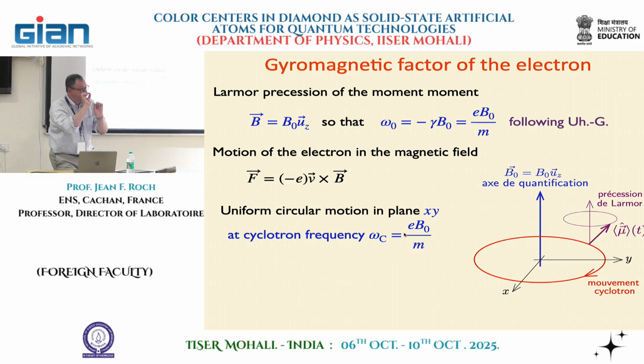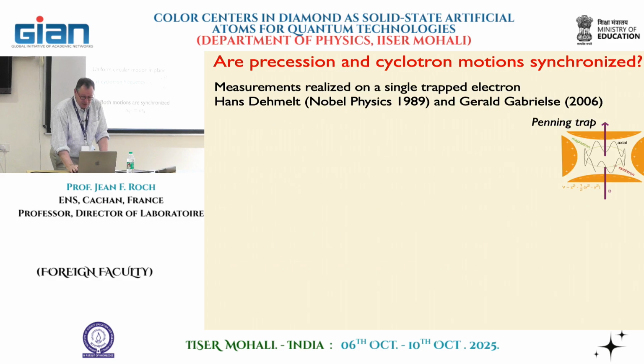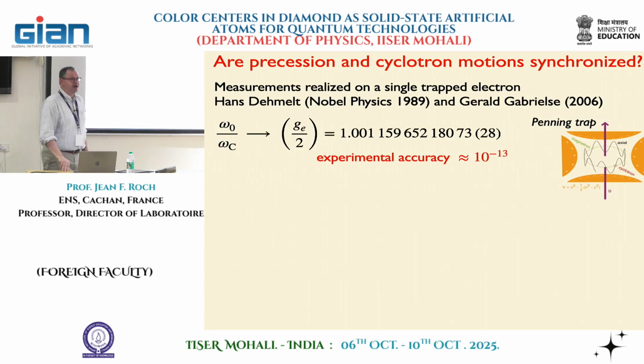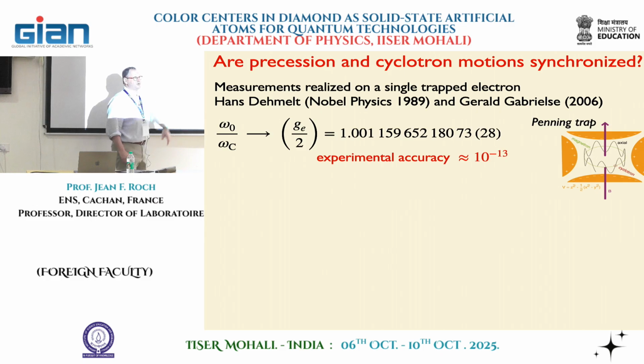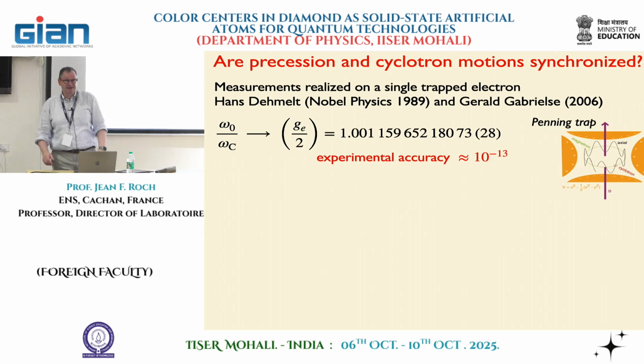Okay? And by measuring these two frequencies with remarkable accuracy, they could really determine that J over 2 was not equal to 1, but 1 plus something. And that something can now be measured with an accuracy of 10 to the minus 13. This is the highest accuracy that one can obtain in physics in the measurement of a physical constant now.